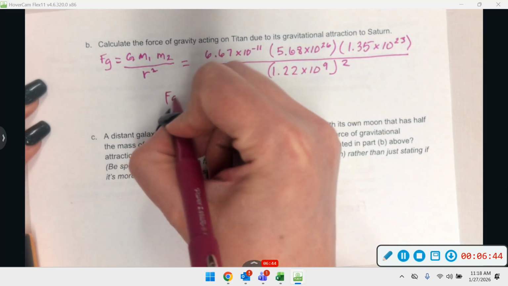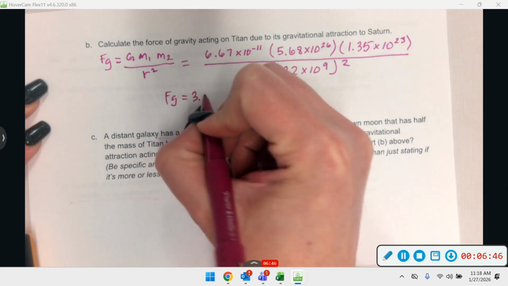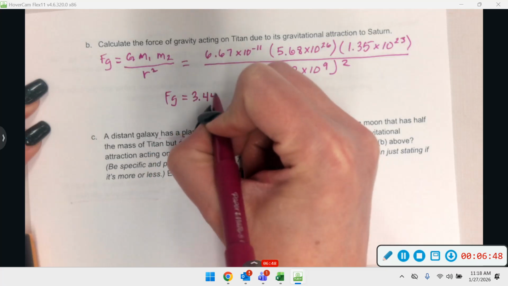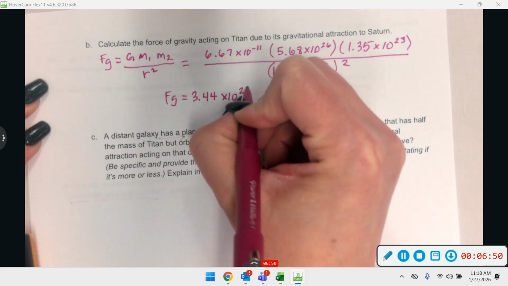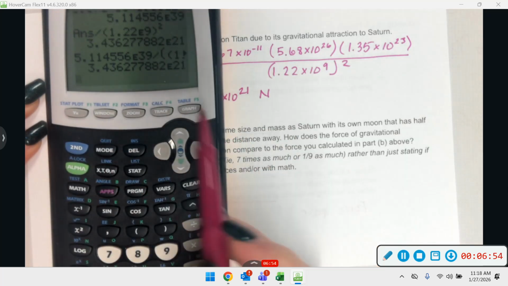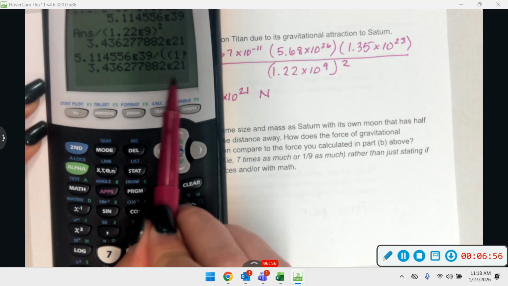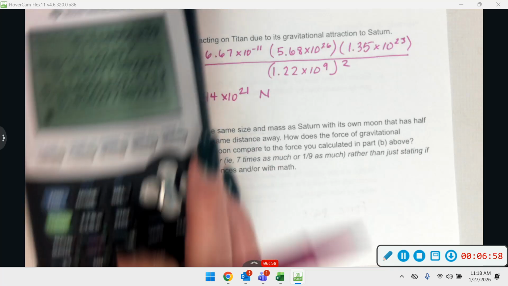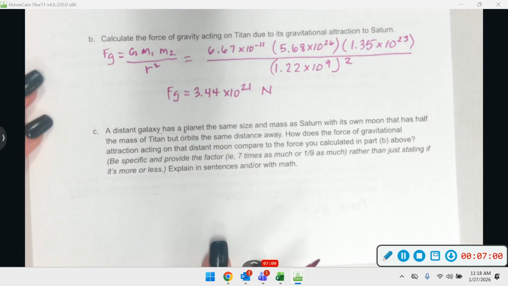So Fg equals 3.44 times 10 to the 21 newtons. Again, make sure when you're copying it, you don't just read the coefficient. Also look for the e at the end. That means that you have to write in the exponent.